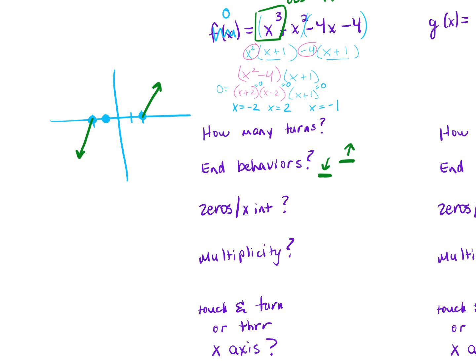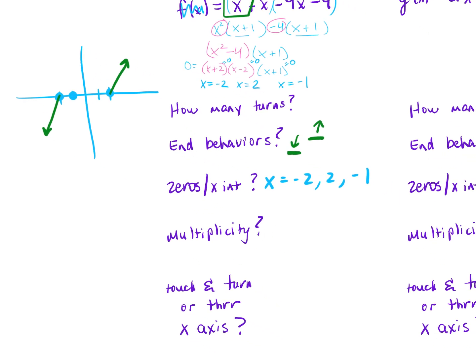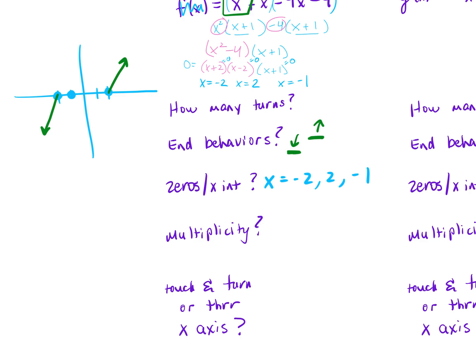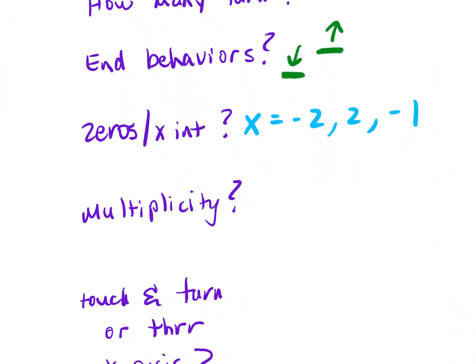We just found our zeros, which are our x-intercepts. So that was x equals negative 2, positive 2, and negative 1. Now let's talk about multiplicity. Each one of the different zeros that we have has a different multiplicity. So at negative 2, how many negative 2's did we have as an answer? 1. So we have a multiplicity of 1.